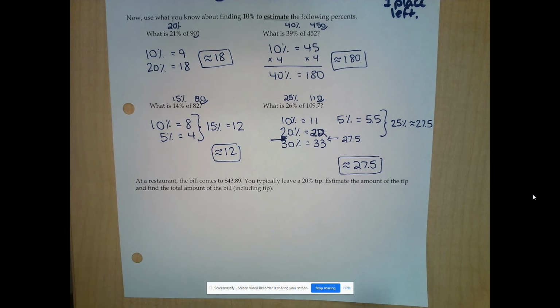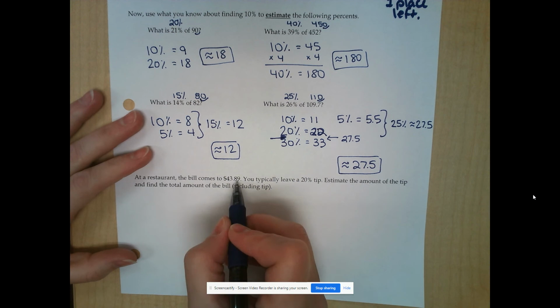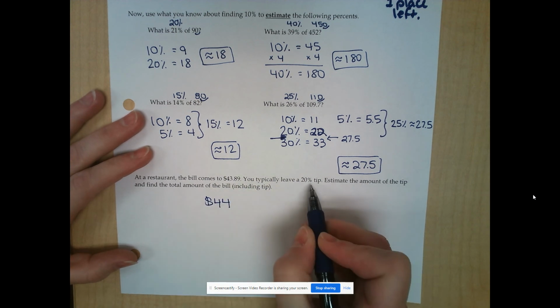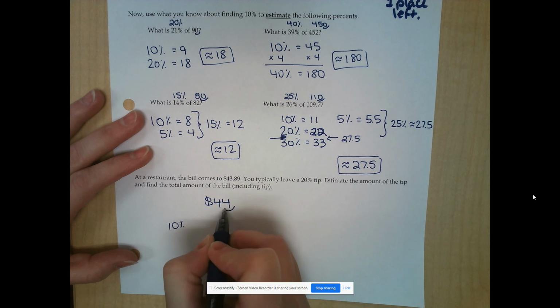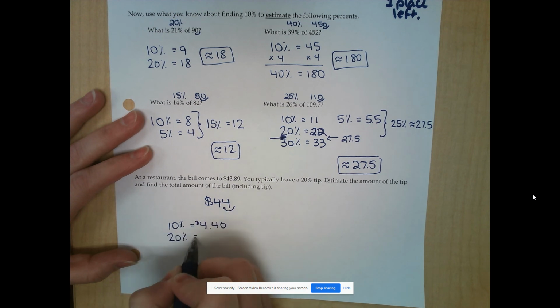Last question on here. At a restaurant, the bill comes to $43.89. You typically leave a 20% tip. Estimate the amount of tip and find the total amount of the bill. Now, $43.89 is a mess to work with. I'm going to go with 44. And I want 20%. So 10%, if I move my decimal point one place, would be leaving $4.40. If I double that, 20% would be leaving $8.80.